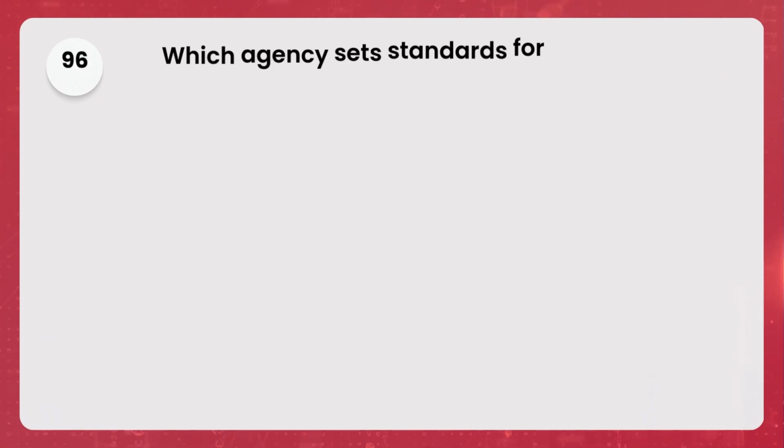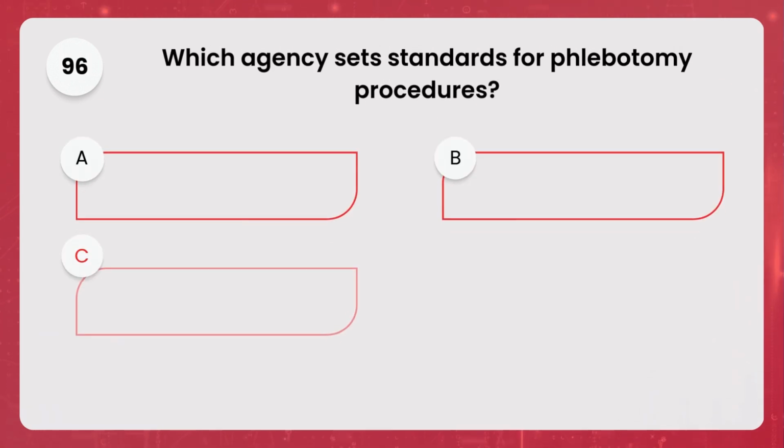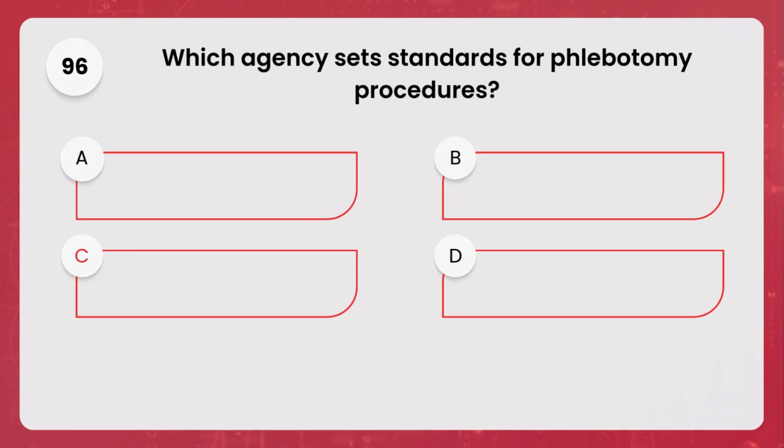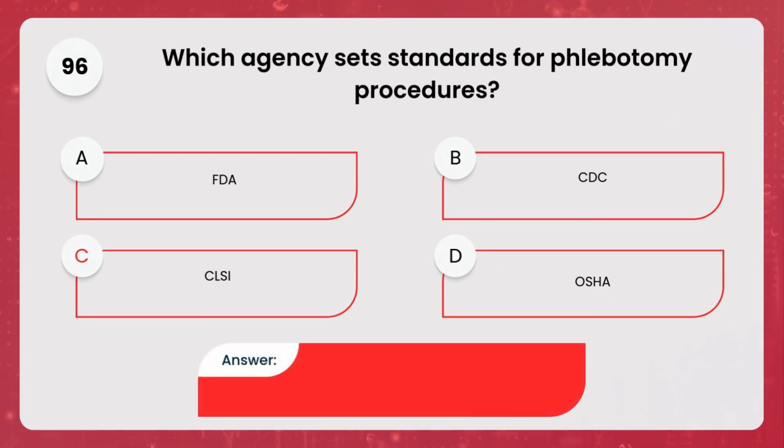Number 96. Which agency sets standards for phlebotomy procedures? A. FDA. B. CDC. C. CLSI. Or D. OSHA. The answer is C. CLSI.